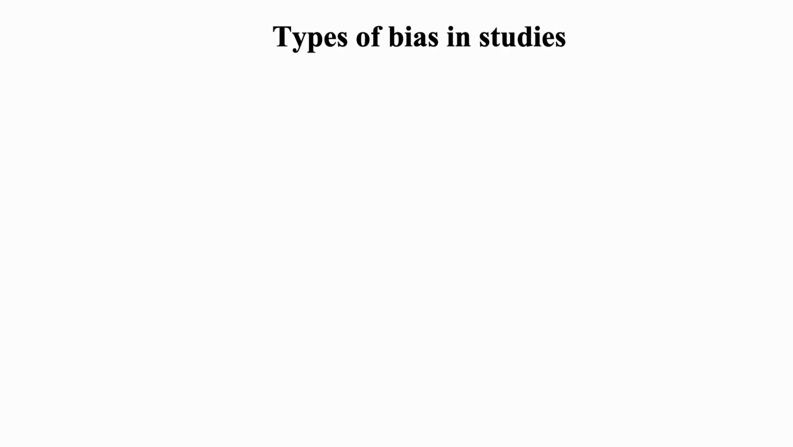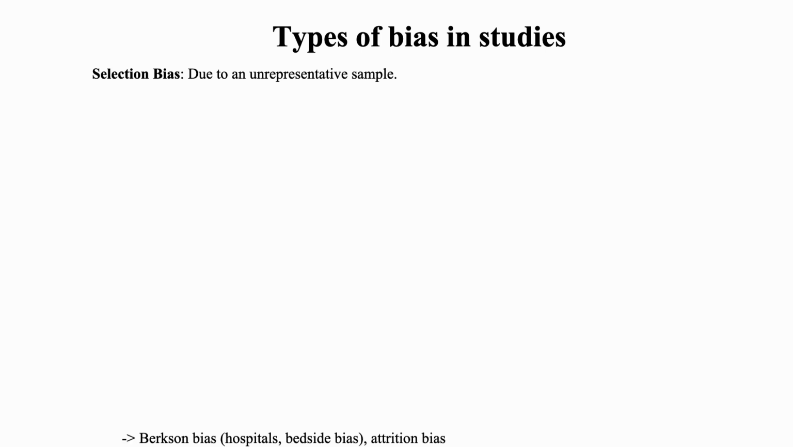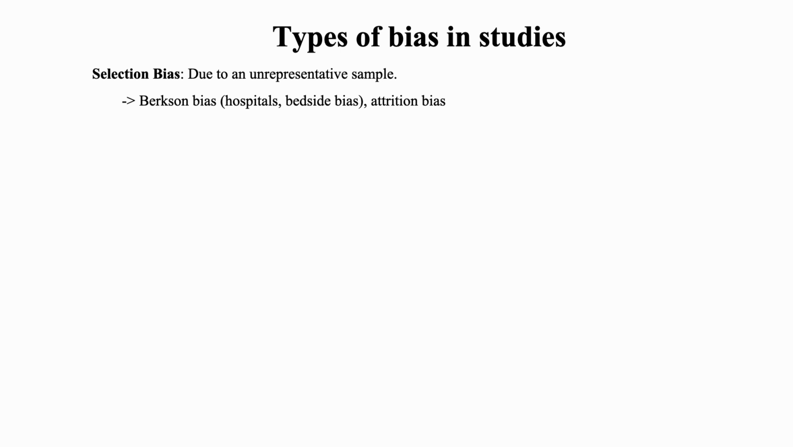Now let's talk about types of bias that you may see in different studies. To start us off, we'll talk about selection bias. Selection bias occurs when you have an unrepresentative sample from the population that you want the study to apply to. Some examples of selection bias that are a little more specific include Berkson bias.